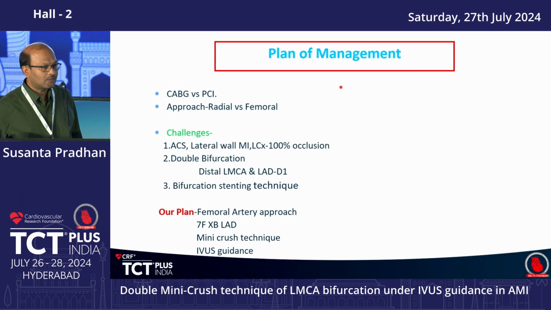It is an acute setting, whether you can wait for bypass surgery or go for primary angioplasty. And if you go for angioplasty, what is the approach, whether you go for radial or femoral. Challenges in our case is, this is LCX 100% occlusion and involving left main and LAD diagonal bifurcation. And if bifurcation stenting is chosen, which technique should be preferred?